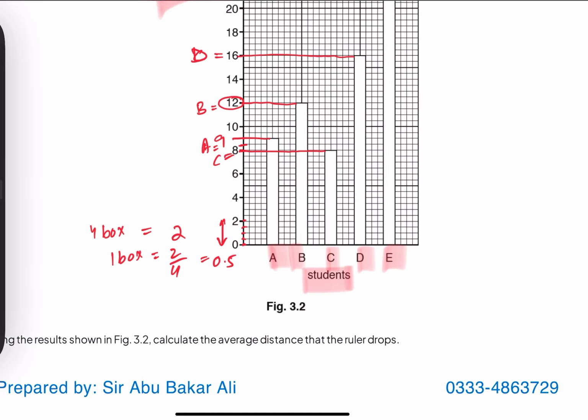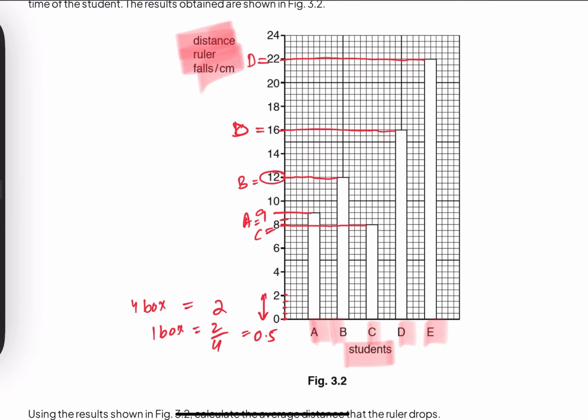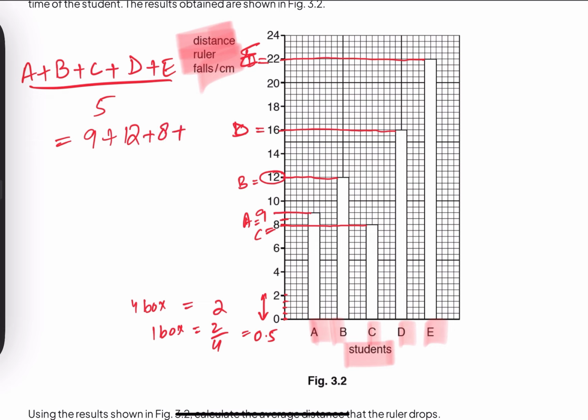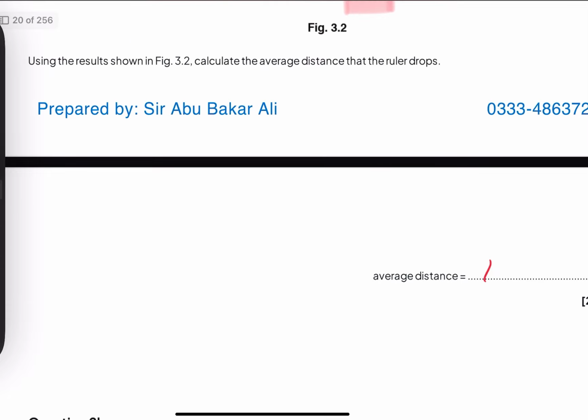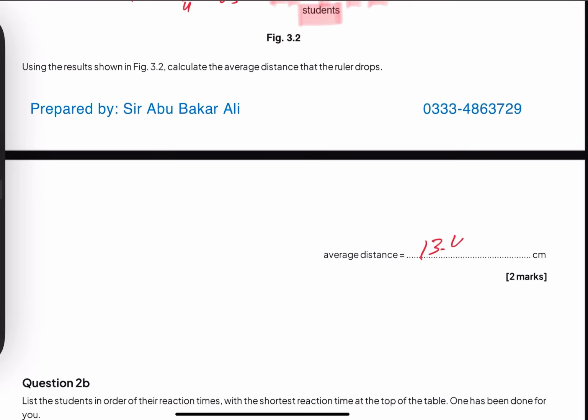So for the average distance, we have to add all of them and divide by the number of distances. So it is A plus B plus C plus D plus E, and divide by 5. So the values are 9 plus 12 plus 8 plus 16 plus 22 divided by 5. The answer will be 13.4 centimeter. Okay, so 13.4 centimeter is the answer.